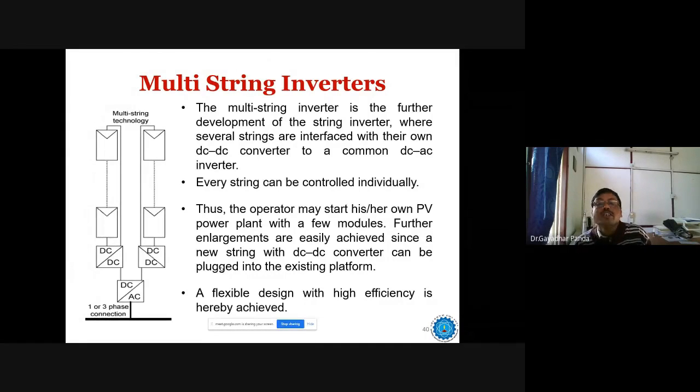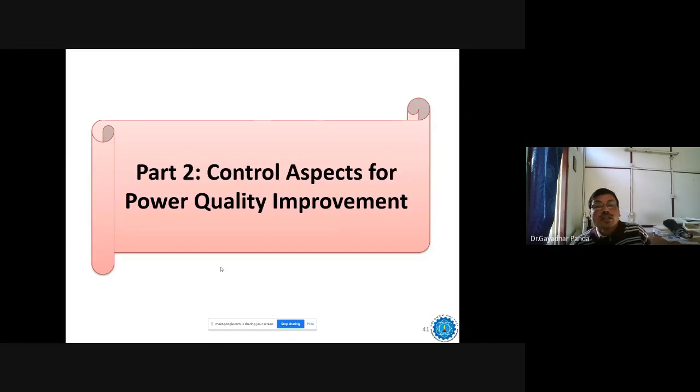This is the multi-string inverters. The next section, as I told you, we'll be discussing a few things here. Power quality improvement. Why is the power quality improvement essential?